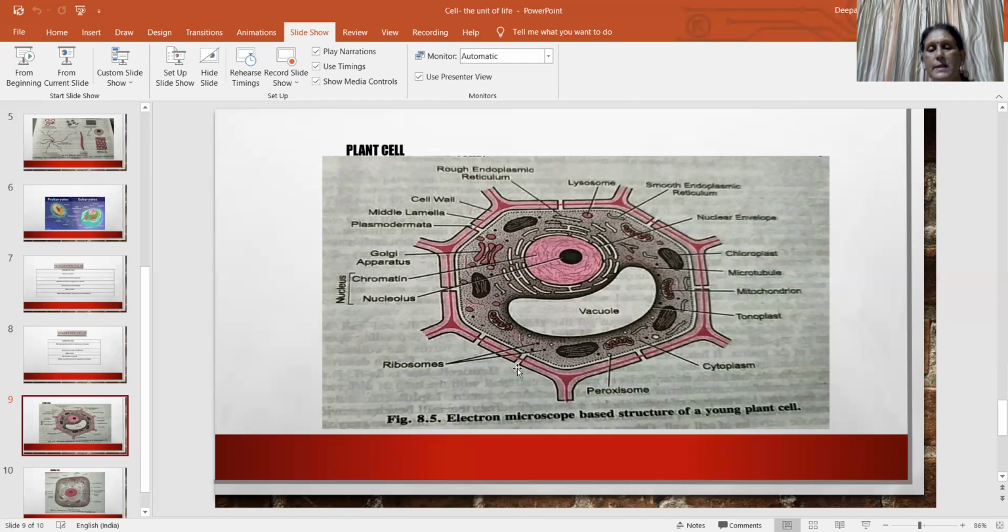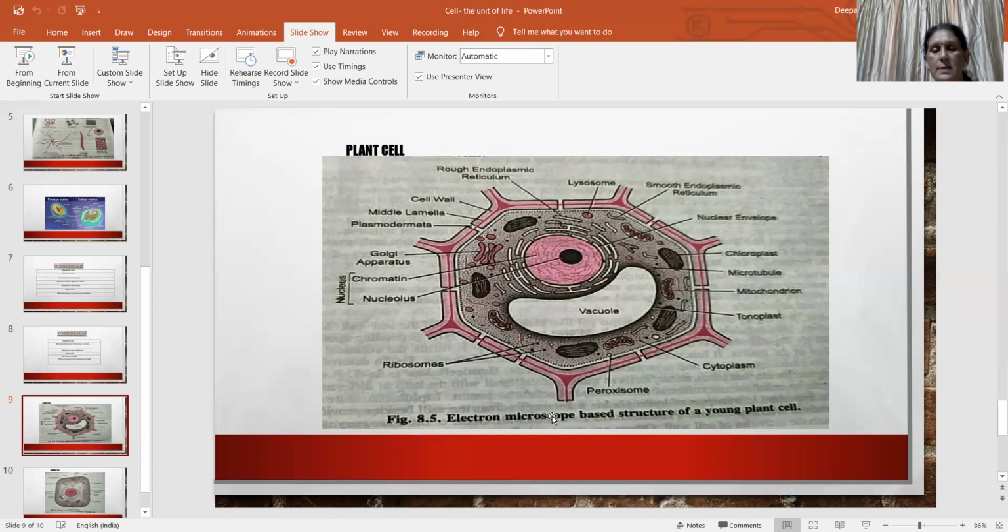This is the important characteristic of a plant cell: the presence of cell wall and chloroplast. Because a plant cell is always green in color due to the presence of plastids, they are green, and here chloroplast is present. And another important characteristic, the cell wall is present. So it is a eukaryotic cell.